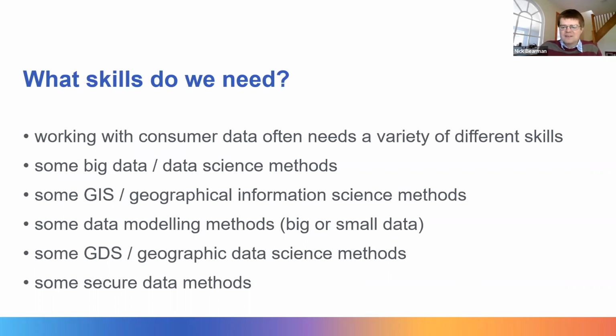So we've covered a few of the key skills. There's quite a lot there, but we can group them together. You might need some big data or some data science skills. You probably need some GIS, geographical information science skills. And you might also need some data modeling skills and possibly some geographic data science skills. And or a combination of all of those four, because the combination is where you can make some real progress and generate some really interesting results by combining these in a novel way.